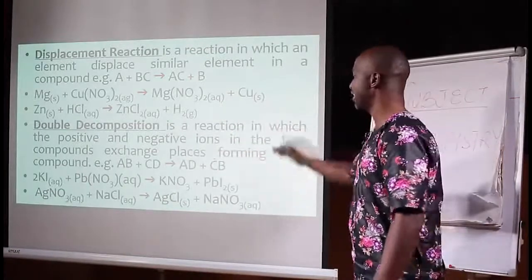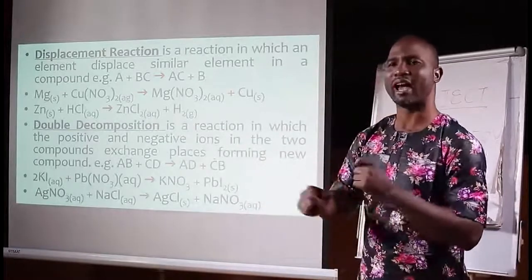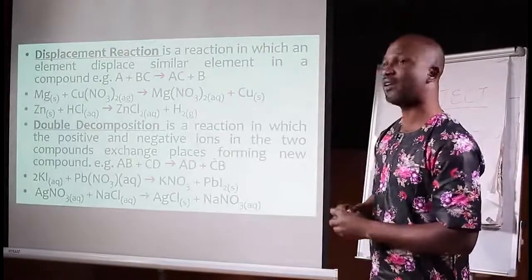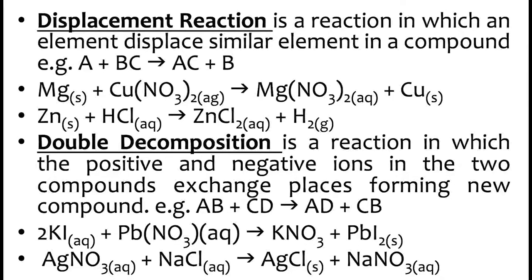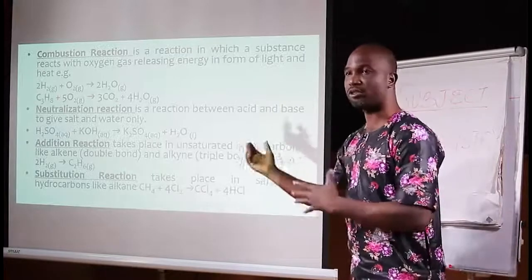plus lead iodide. Or in the case of carrying out analytical tests in the laboratory, you find that certain precipitates are formed because of an insoluble salt that is produced. This insoluble salt, as a result of double decomposition, is as when silver trioxonitrate 5 reacts with sodium chloride to give you an insoluble silver chloride plus sodium trioxonitrate 5. My wonderful students, there are so many other equations and reactions that you must know.